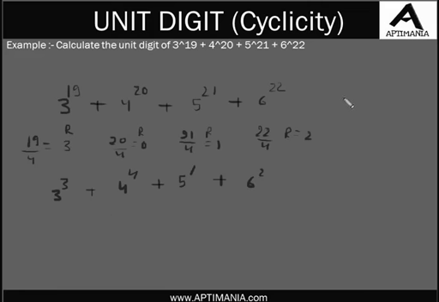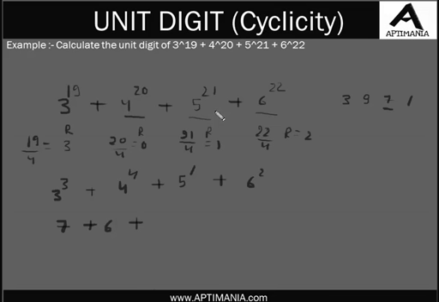We know that the cyclicity of 3 is 3, 9, 7, 1. So 3 raised to power 3 will end in 7. So the unit digit of this calculation would be 7. Now we know that 4 raised to power any even number is 6 only. Actually, in this case, and in this case, we need not calculate the remainder. Why? Because we know that 4 raised to power any even number will end in 6 only, right?